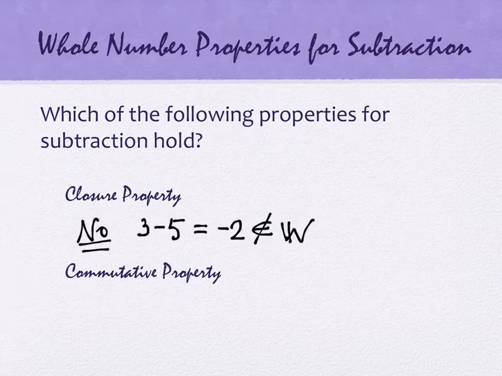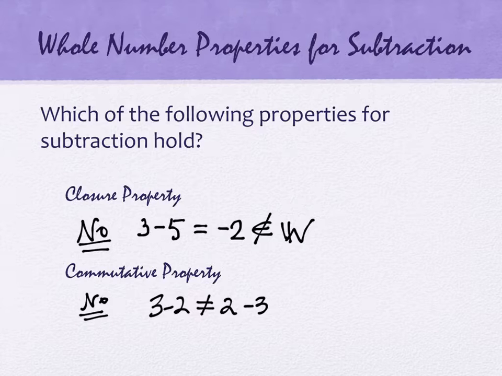Very good. How about commutativity? Does commutativity hold for subtraction? No. So somebody give me an example. Right, 3 minus 2 does not equal 2 minus 3. Now if I put absolute values around them, I'd be in good shape, yeah? I get the same number, I just don't get the same sign on the number.